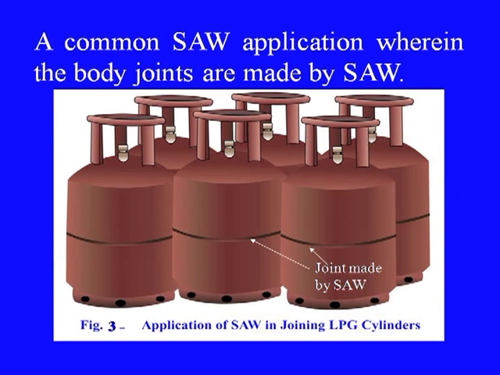A common submerged arc welding application is in the welding of cylinders, the home gas cylinders, in which, as shown on the screen, this joint is made through the submerged arc welding process.